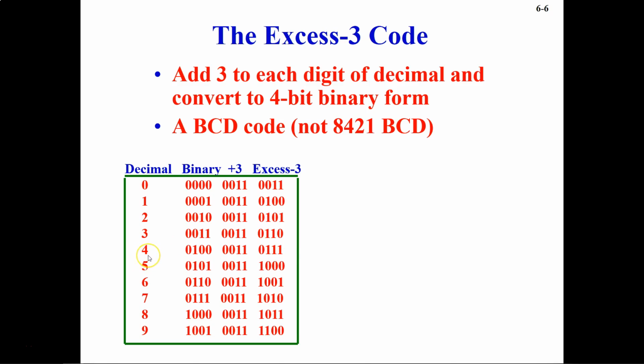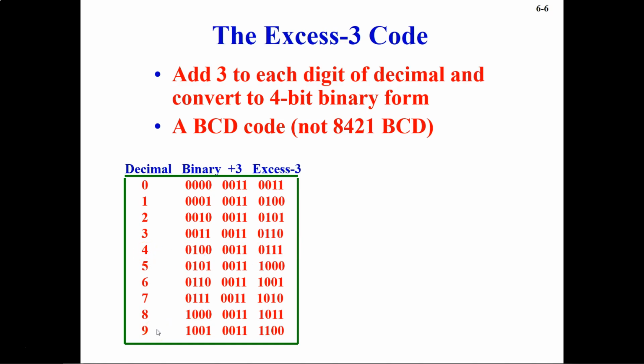And in decimal, you know that 4 plus 3 is 7. So here it is 7. And then this is actually not 7. In binary it is 7, but in excess code, this binary number basically represents your 4.